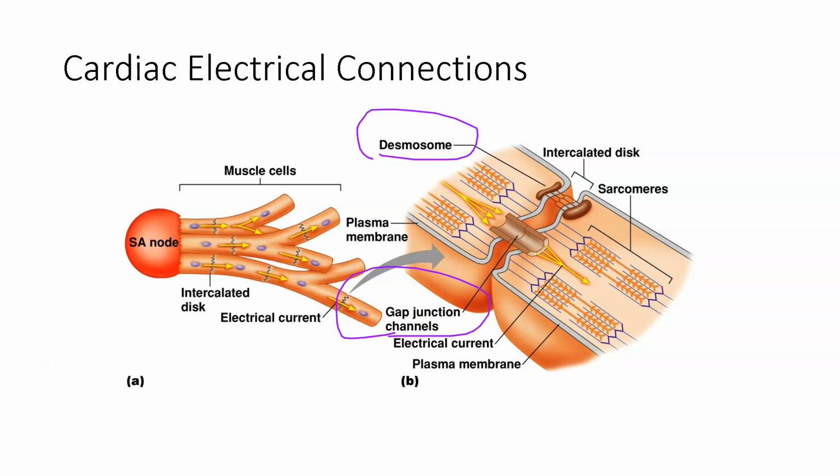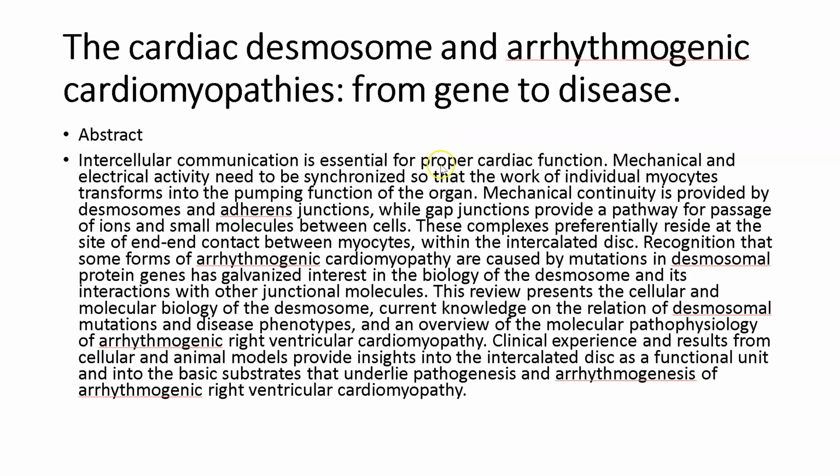This is actually a research study done in a scientific journal, but I want to highlight something for you. Cardiac desmosomes and the rhythmogenic, so the beginning of arrhythmias, wrong heartbeats, and cardiomyopathies, which are diseases of the muscle cells of the heart. So right here: recognition that some forms of arrhythmogenic cardiomyopathy are caused by mutations in desmosomal protein genes has galvanized interest in the biology of the desmosome and its interactions with other junctional molecules.